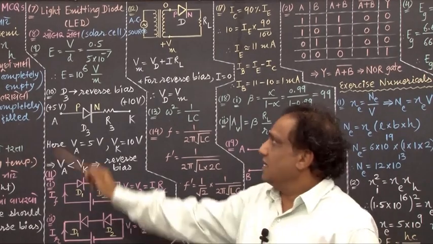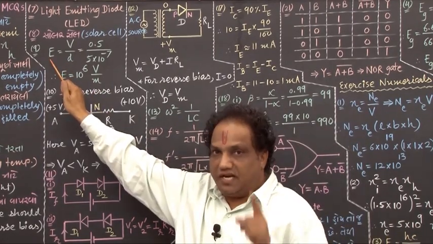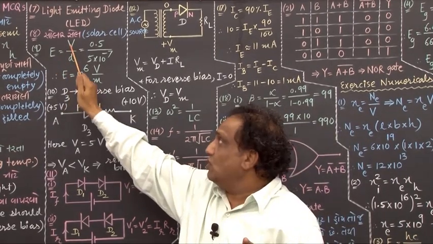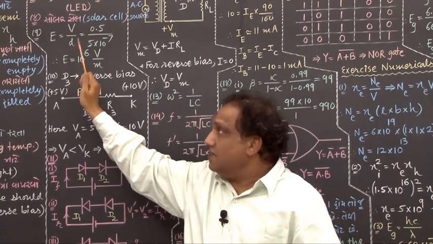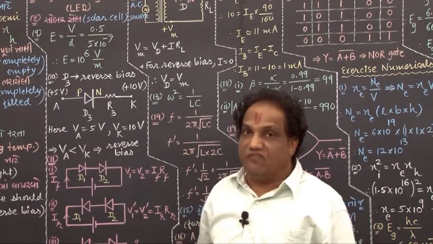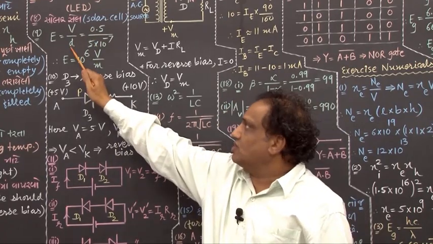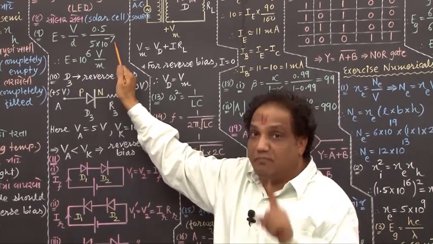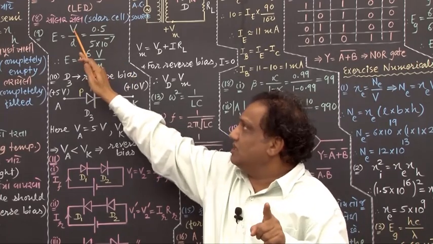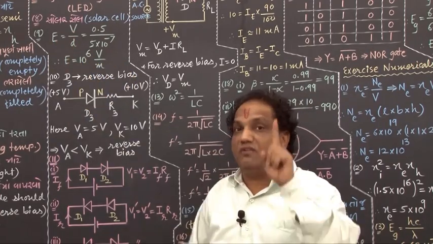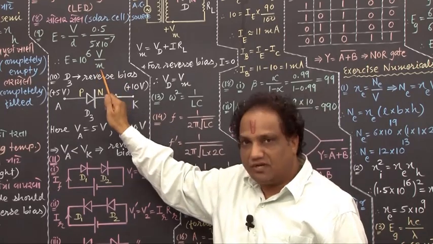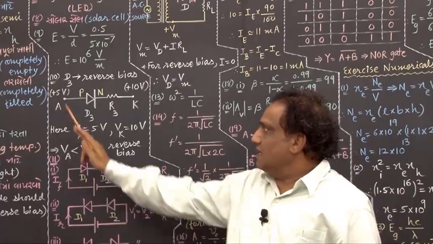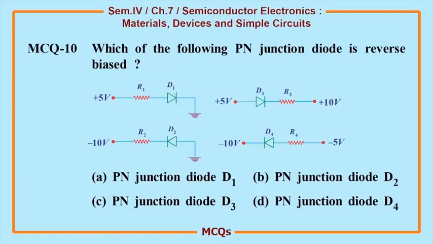Read it. Electric field strength in the depletion layer should be equal to barrier potential divided by width of depletion layer. The barrier potential given is 0.5 volt and the width of depletion layer is 5 into 10 raised to minus 7 meter. When this is in volt and this is in meter, naturally this will be obtained in volt upon meter. Answer is 10 raised to 6 volt upon meter. Okay, fine. Now read number 10.